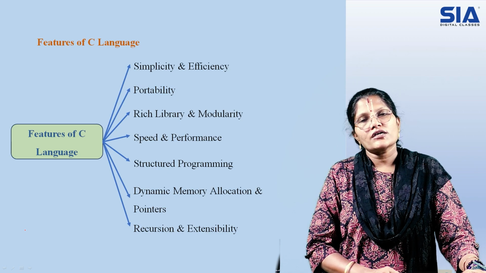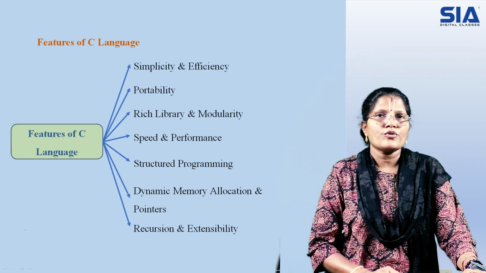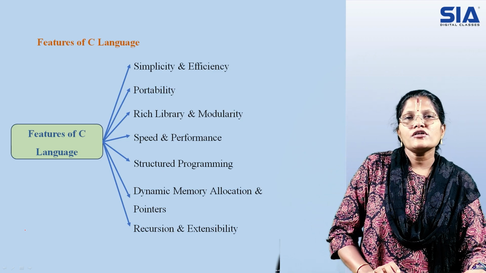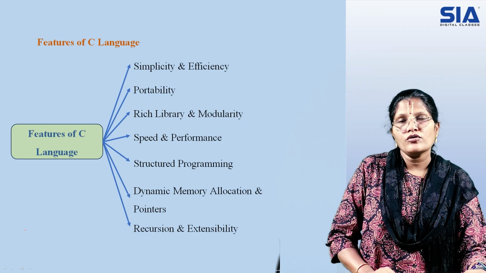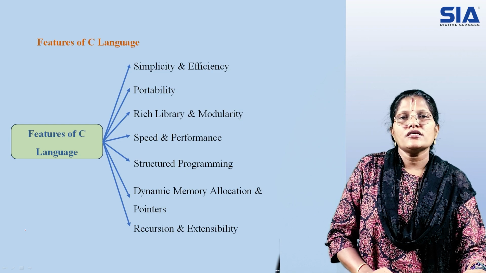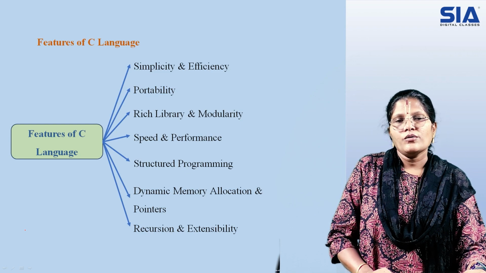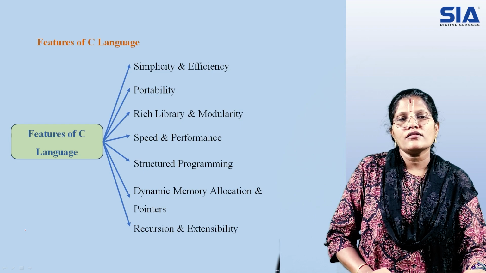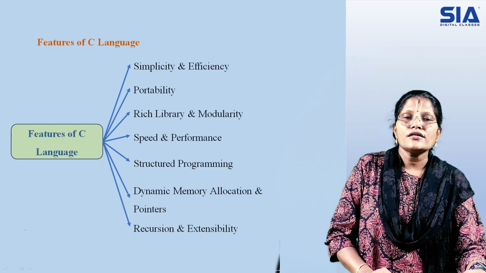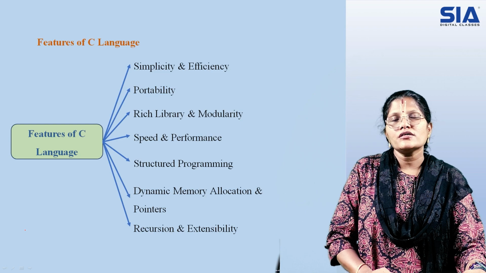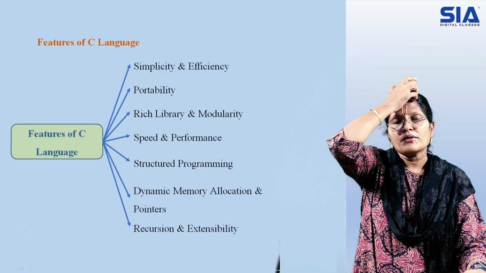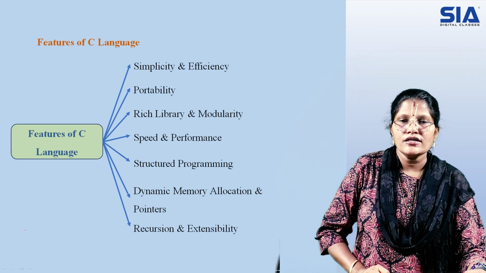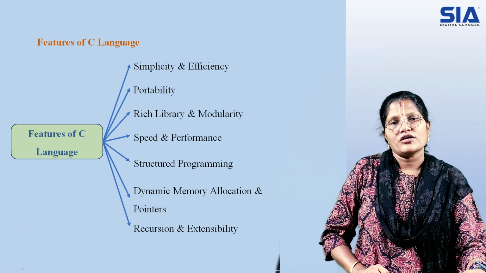When you talk about structured programming, it means it has a proper structure which has to be followed by the user. If not, it will raise errors to the user. Now what is DMA? DMA is dynamic memory allocation and the usage of pointers. If the user needs more memory at runtime, it easily adjusts the memory allocations and helps the user with pointers also.